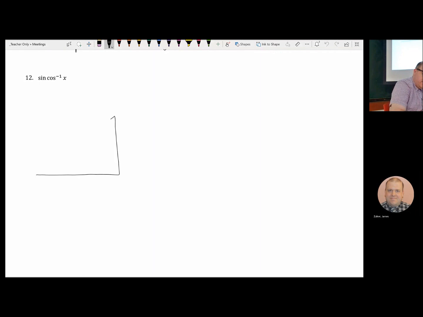Sine is always positive because inverse cosine's range is 0 to pi. So let theta be the inverse cosine of x. Form your right triangle. We're going to treat theta as an acute angle.